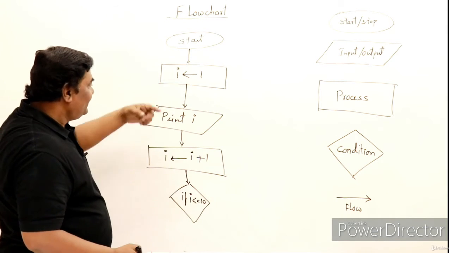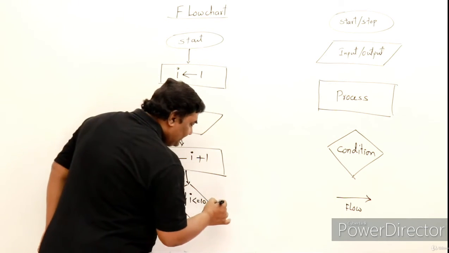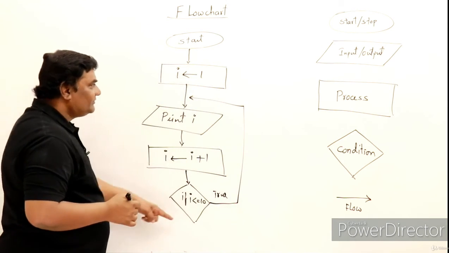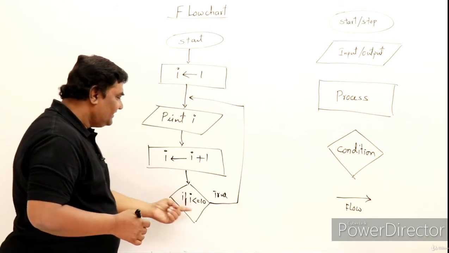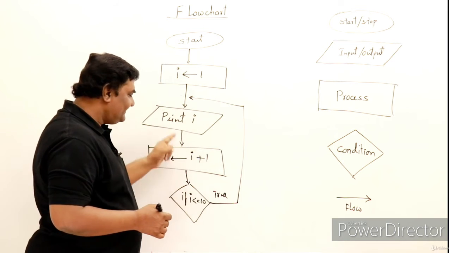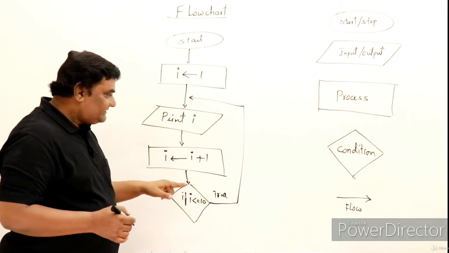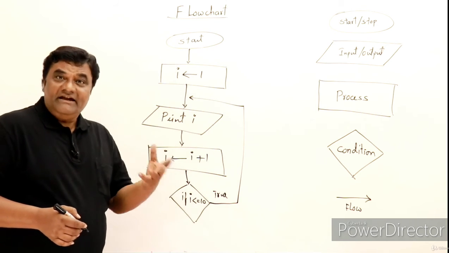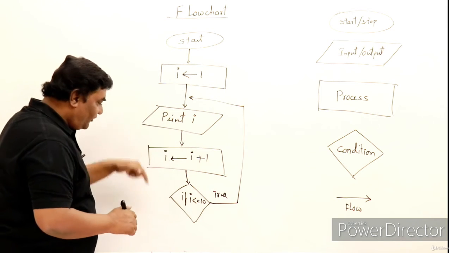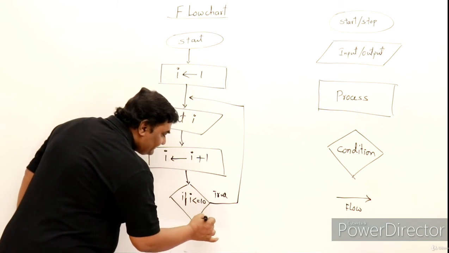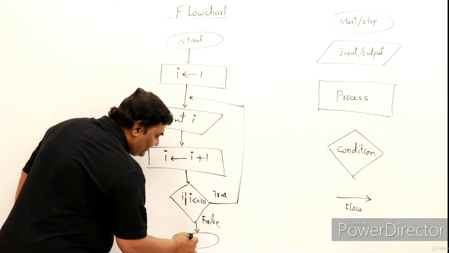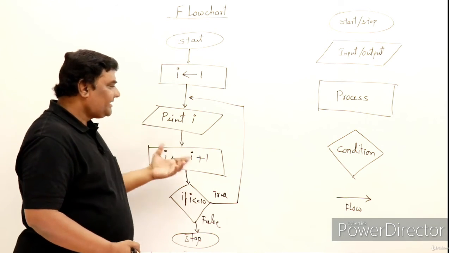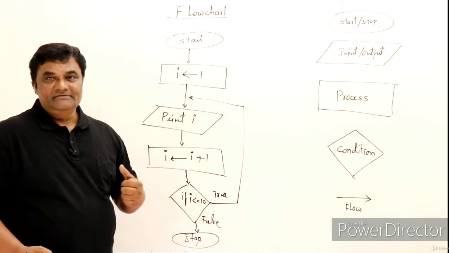If yes, we will print again and increment. So if yes, that is true, then go here and start again. This is like a loop. It will go there and start again, and go there and start again. How long will it keep repeating? As long as this is true. How long is that true? If I is less than or equal to 10. So when I becomes 11, we should not print. So if it is false, meaning this is false, we should stop. This is stop. So that's all. This is the flowchart for printing numbers from 1 to 10.